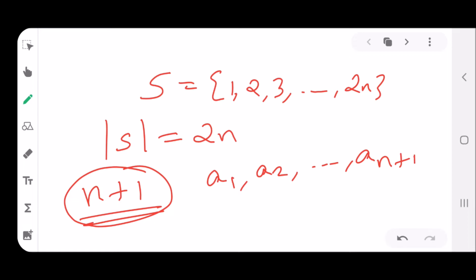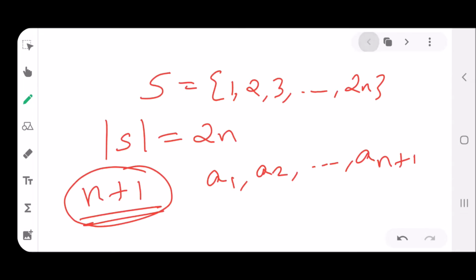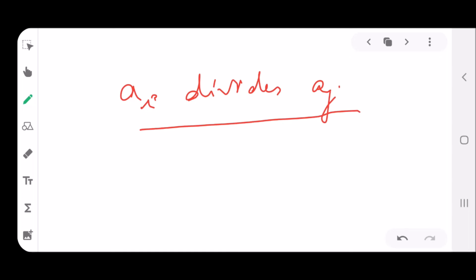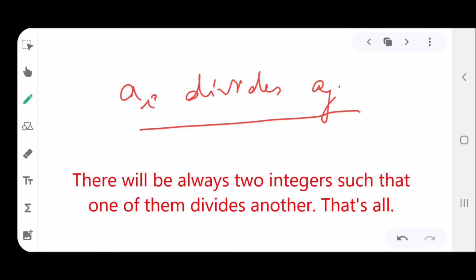And the claim is that whatever way we select from this set, there will always be two integers in that collection of n+1 numbers, say ai and aj, such that ai divides aj. That's what we are going to prove, and we are using the pigeonhole principle to prove this.